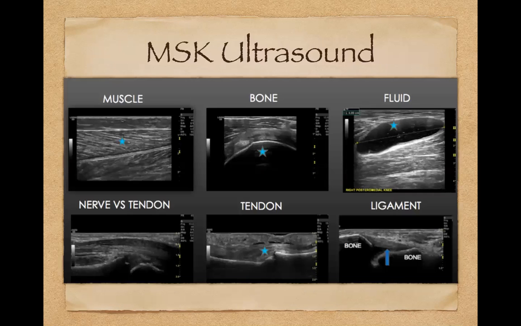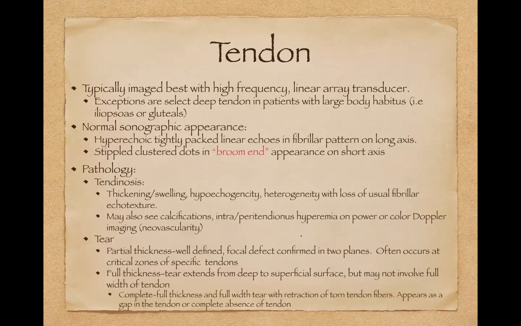Now moving into the meat of the lecture, taking a look at these different structures and how we describe them. We talk about a tendon, which is probably the thing we evaluate the most with ultrasound. It is typically imaged best with a high-frequency linear array probe, except for deep structures or people with large body habitus, where you might have to use a curvilinear array, such as for the iliopsoas or gluteals. The normal sonographic appearance is hyperechoic, tightly packed linear echoes in a fibrillar pattern on long axis, and a stippled cluster of dots with a broom-end appearance on short axis.